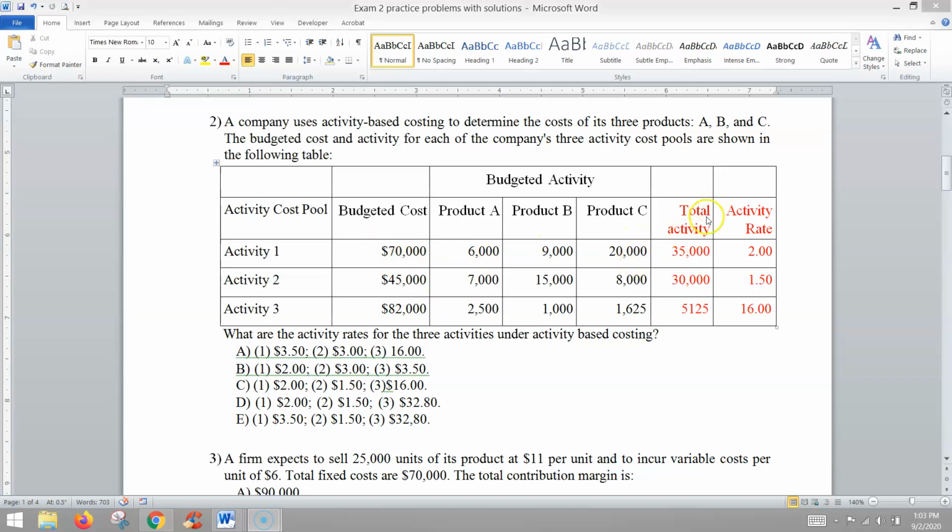So first we're going to add up the number of times that activity is going to be performed in total. So 6,000 plus 9,000 plus 20,000 is 35,000. So I've done that for each of the activities. Then we're going to take the budgeted cost for activity 1 at 70,000 divided by the number of times that activity is going to be performed to determine the activity rate. So the answers are $2, $1.50, and $16.